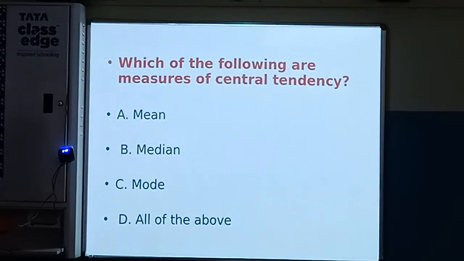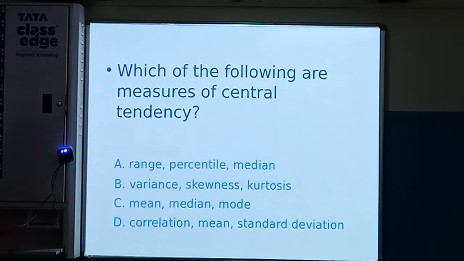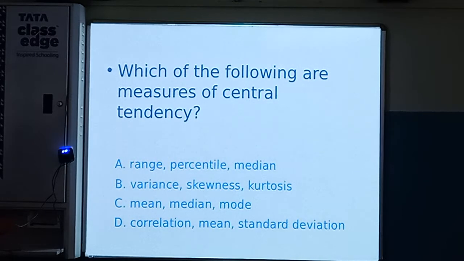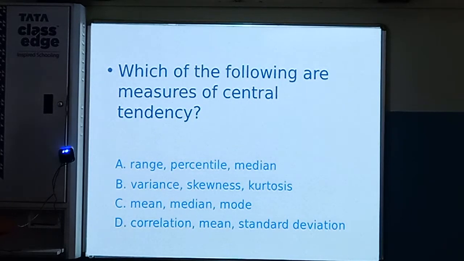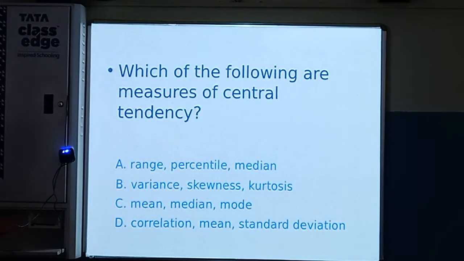Now you can see one example. Which of the following are measures of central tendency? All of them. Are you getting it? Even if the student does not know the answer, he will go for all of them. Next, the same question is written like this: which of the following are measures of central tendency? Mean, median and mode.